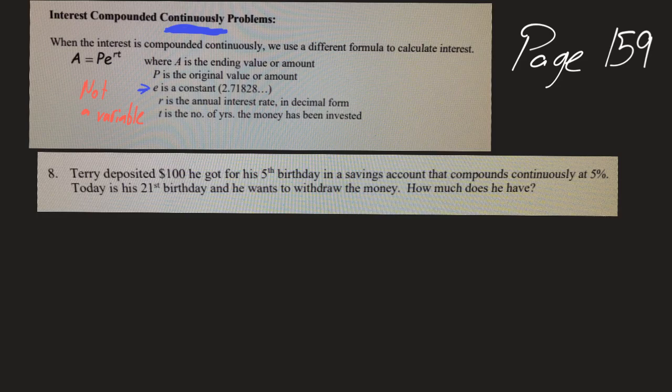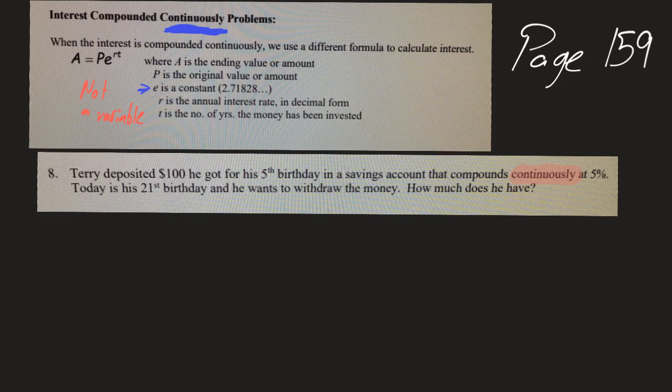Those two we know and are pretty familiar with. So let's look at an example of something that grows continuously. Terry deposited $100 that he got for his 5th birthday in a savings account that compounds continuously. As soon as I see the word continuously, I know I'm talking about these PERT formulas. And it compounds at 5%. Today is his 21st birthday and he wants to withdraw the money. How much money does he have?